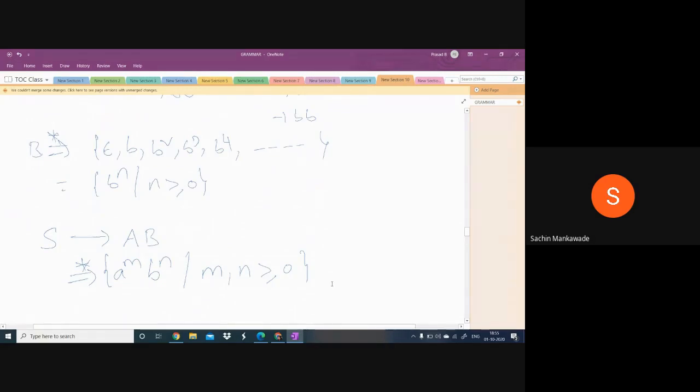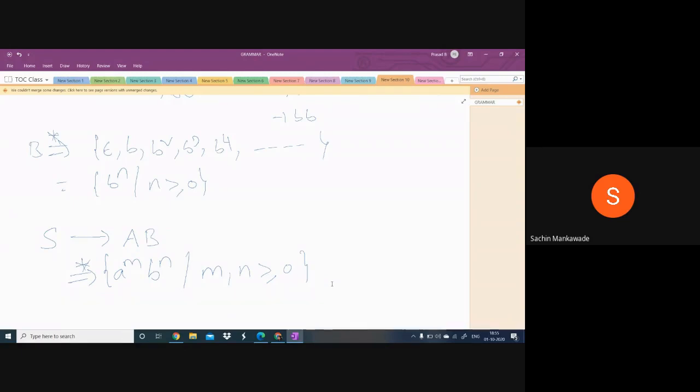So till now, if a grammar is given, we have constructed the language, or we have found the language. So grammar to language. If a grammar is given, what is the language? Now we do the reverse. If a language is given, what is the corresponding grammar?